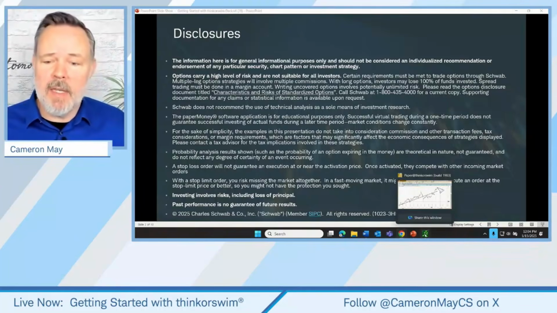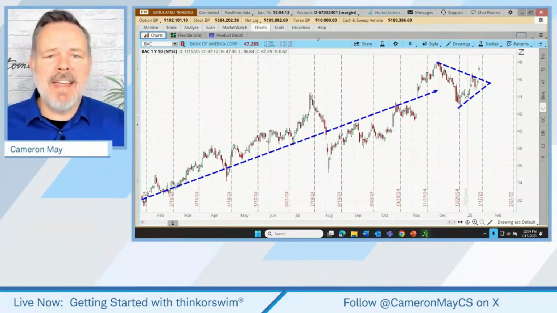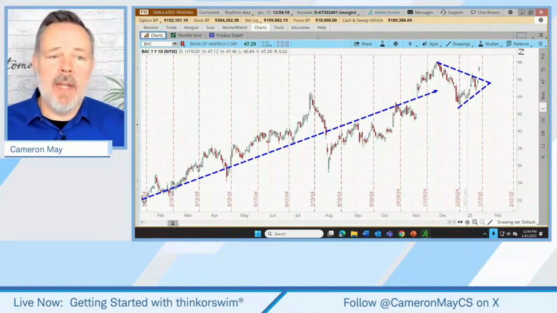So let's go to it. Risk profile is housed on the Analyze tab on Thinkorswim on the desktop trading platform. But here's going to be our example trade today. Let's say that our hypothetical trader is taking a look at Bank of America.